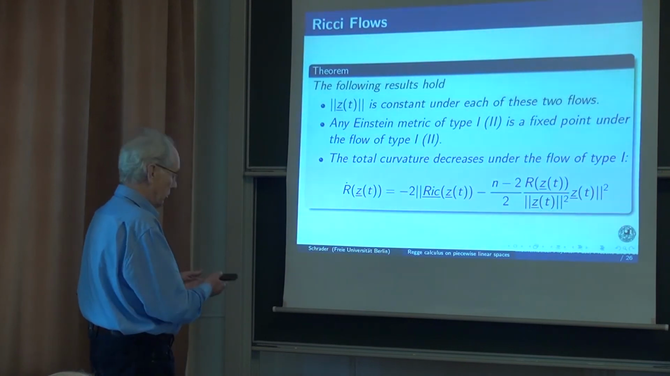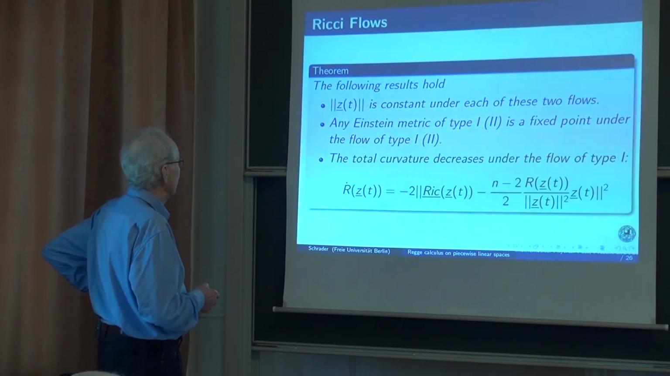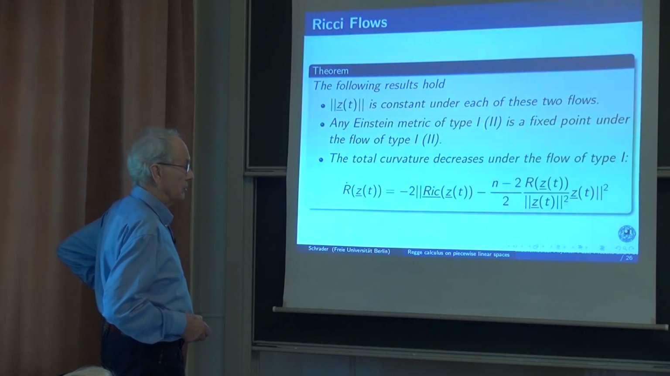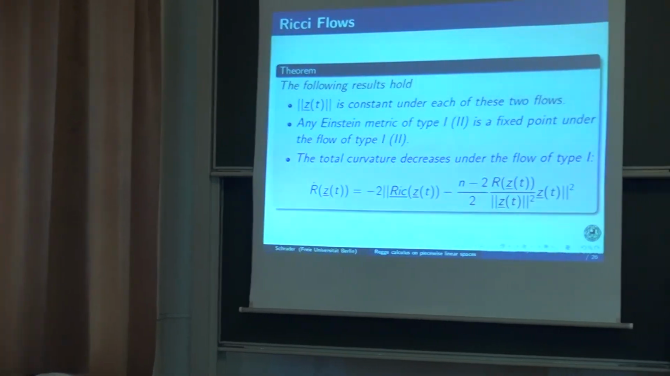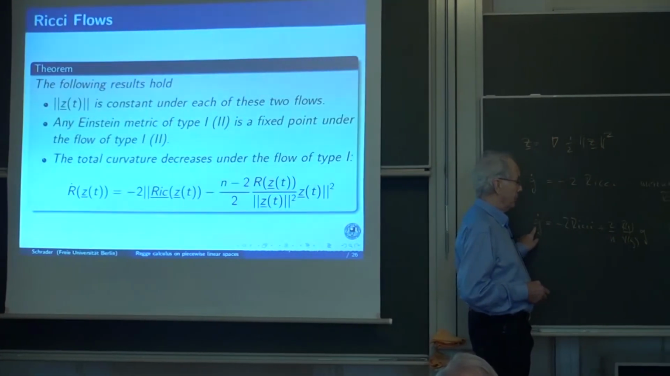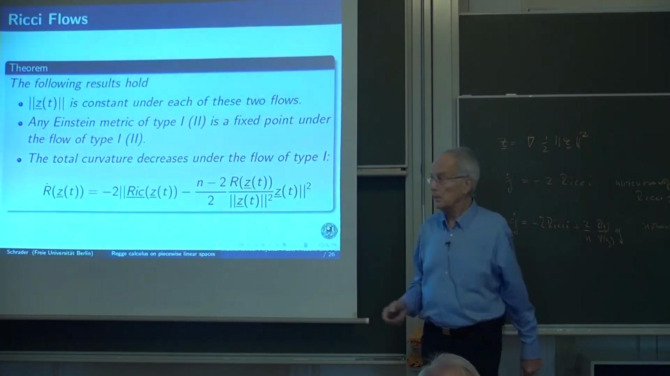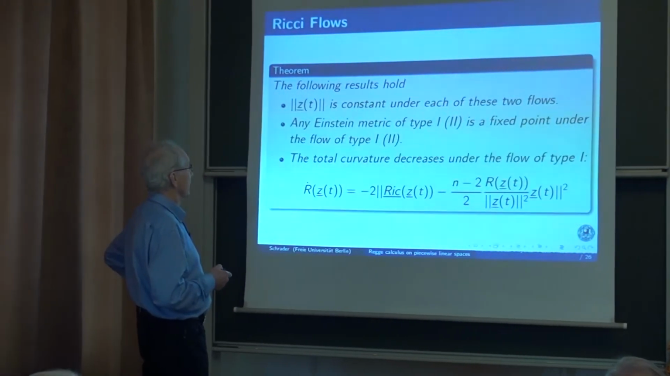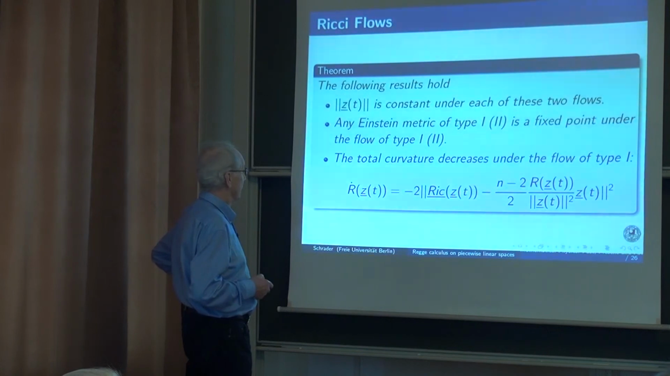So the following result holds. The total length, which is the square of this, is the fourth moment of the edge length. So this is constant under each of these flows. That is similar to what is going on here. This normalized flow has the property that it preserves the volume. That's an important point. And this here does the same thing, but with the lengths replaced. And what I said is that the Einstein metric of type 1 or 2 is a fixed point.